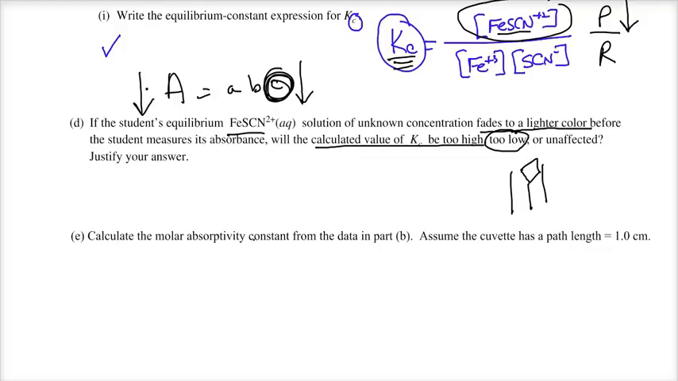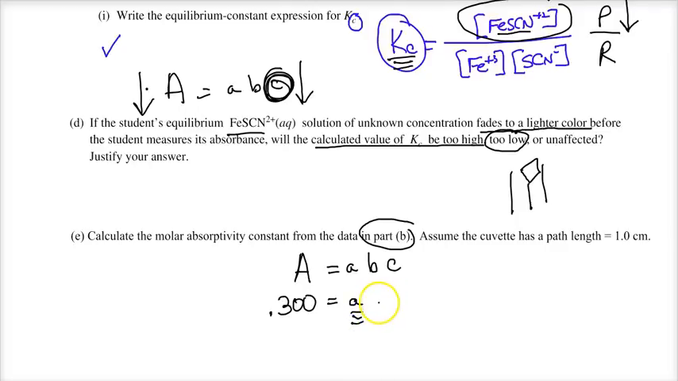E, probably the hardest question. Calculate the molar absorptivity constant. Remember, even though we're using a graph in our lab, we also have this formula, A equals abc. Well, in part B, we found that we had a value of the absorbance of the unknown to be 0.30. The a is the constant we're looking for.